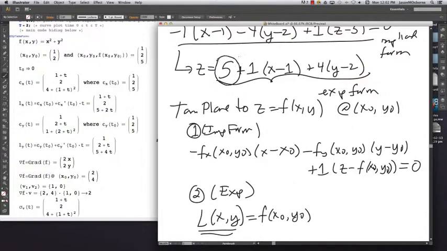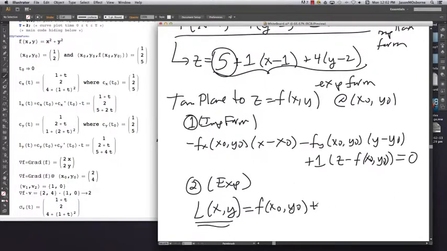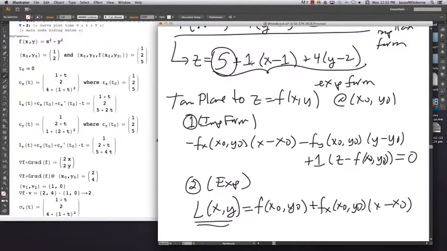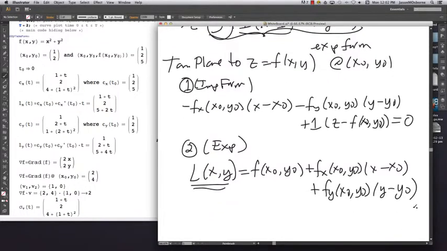That's the 5 here. That's your function evaluated at x naught, y naught, plus your partial derivative evaluated at x naught, y naught with a plus sign, times x minus x naught, that's what we were seeing here. And then you could add on one more piece, plus f sub y, evaluated at x naught, y naught, times y minus y naught. So there's the explicit form of your tangent plane. Okay.